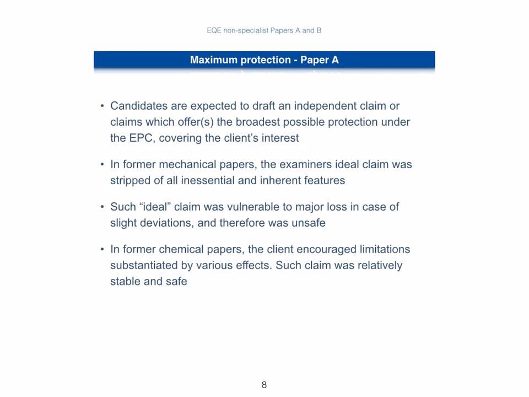In former chemical papers, the client encouraged limitations substantiated by various effects. Such a claim was relatively stable and safe. I would guess that in the future, it's more likely that you will have a main claim with some concessions on scope as a function of the client's statements, so you will be able to work in relative safety. We'll have to wait and see.